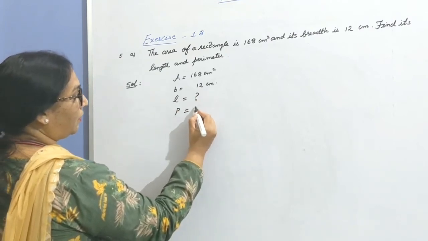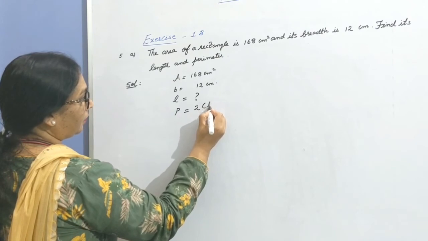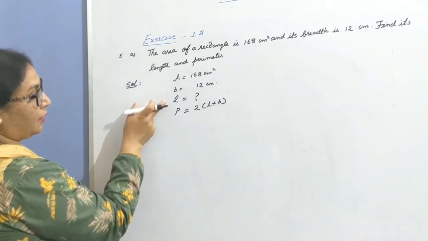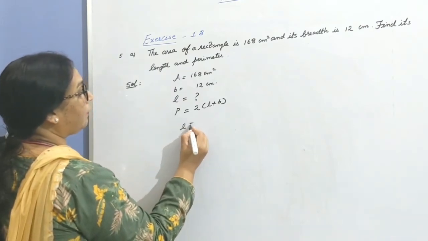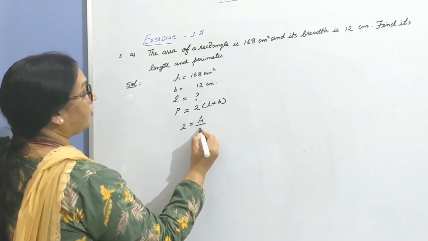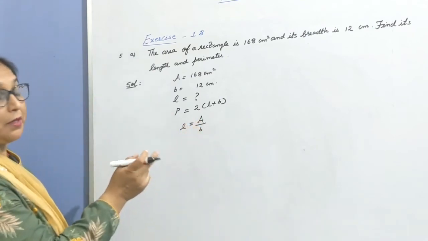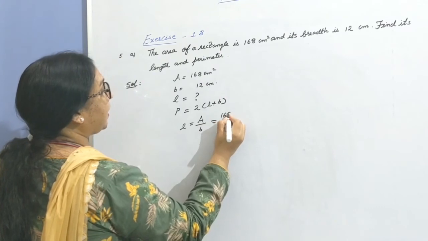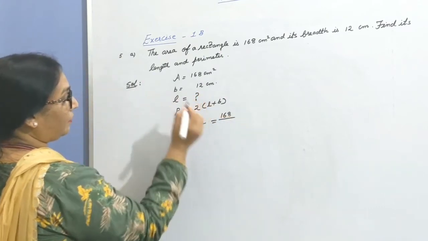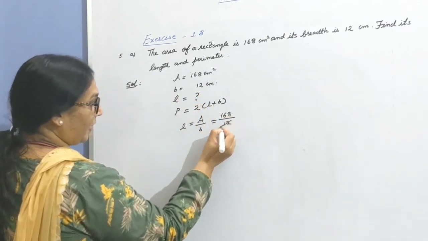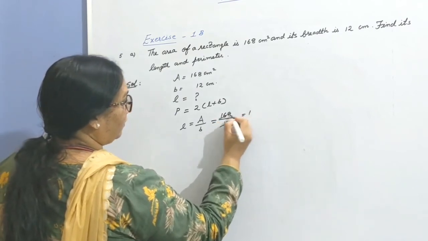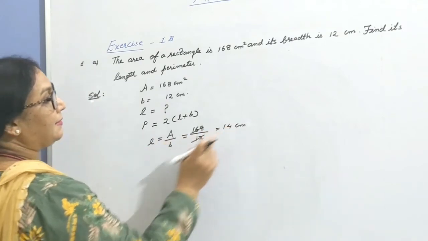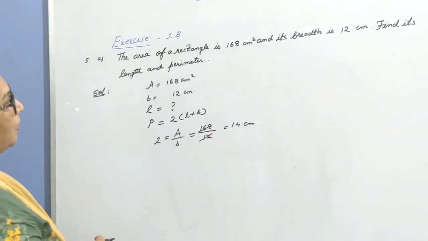What is the perimeter's formula? 2 times L plus B. So let's start with the formula of length. How can you find length when you are given area and breadth? Area divided by breadth is length. Substitute the value. 168 divided by what is the given breadth? 12. So let's cancel by 12. 12 1 times is 12, 12 4 times is 48. So what is length? Length is 14 centimeter. Now let's move to the next part.